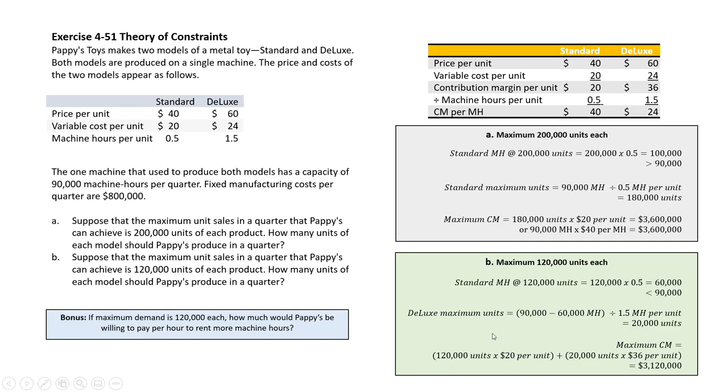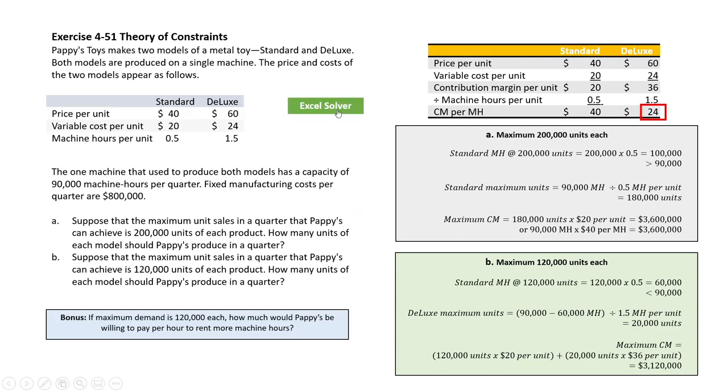Well, according to scenario B, we already maxed out standard. We have no more opportunity. So the only units that we can produce are deluxes. So my maximum amount that I'd be willing to pay to rent more machine hours is the contribution margin that I'm earning for a machine hour for deluxe. That's $24. Now, if I have to pay $24 to rent the machine, then my profit isn't increasing in that situation. I'm in a zero-sum game. But if I could pay $23, $22, or $20, I would gain additional profitability.